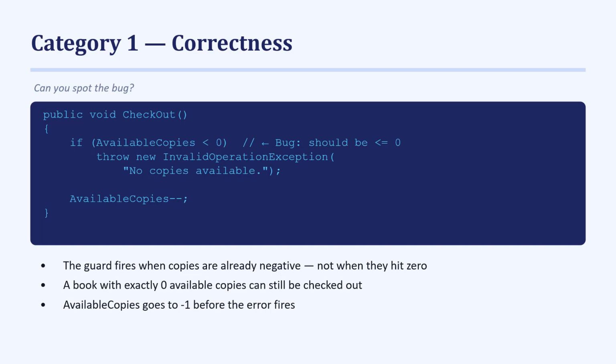So first off, correctness, right? Can we spot the bug? Does the code do what it's supposed to do? Does it handle edge cases? This is a C# example here in case that's maybe not your forte.